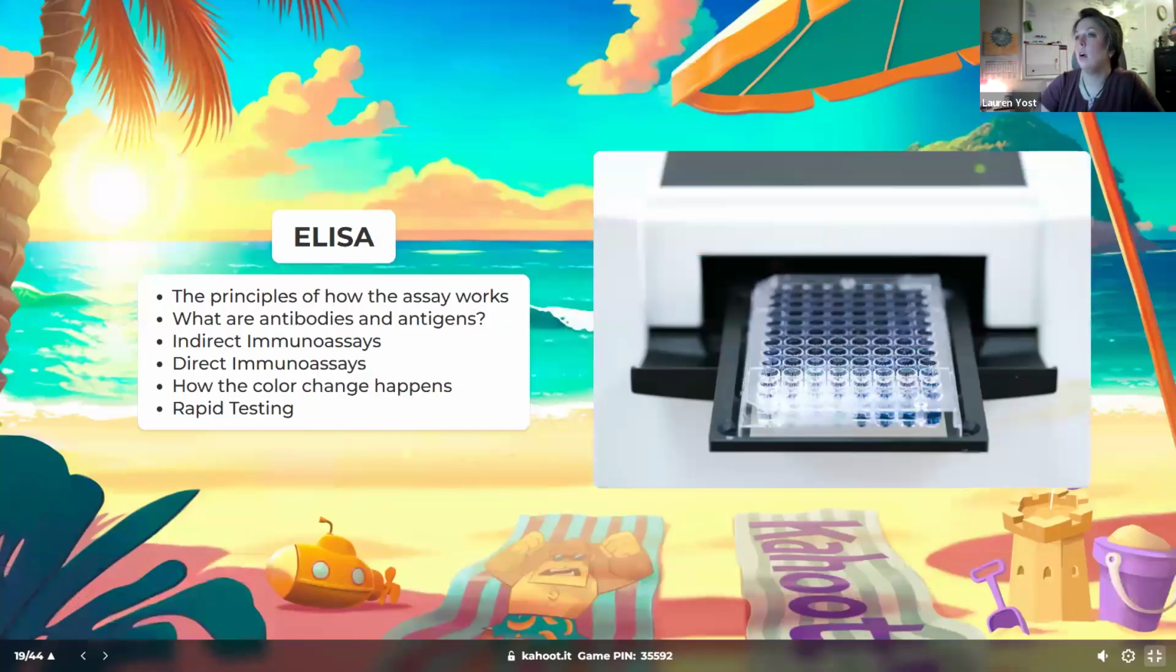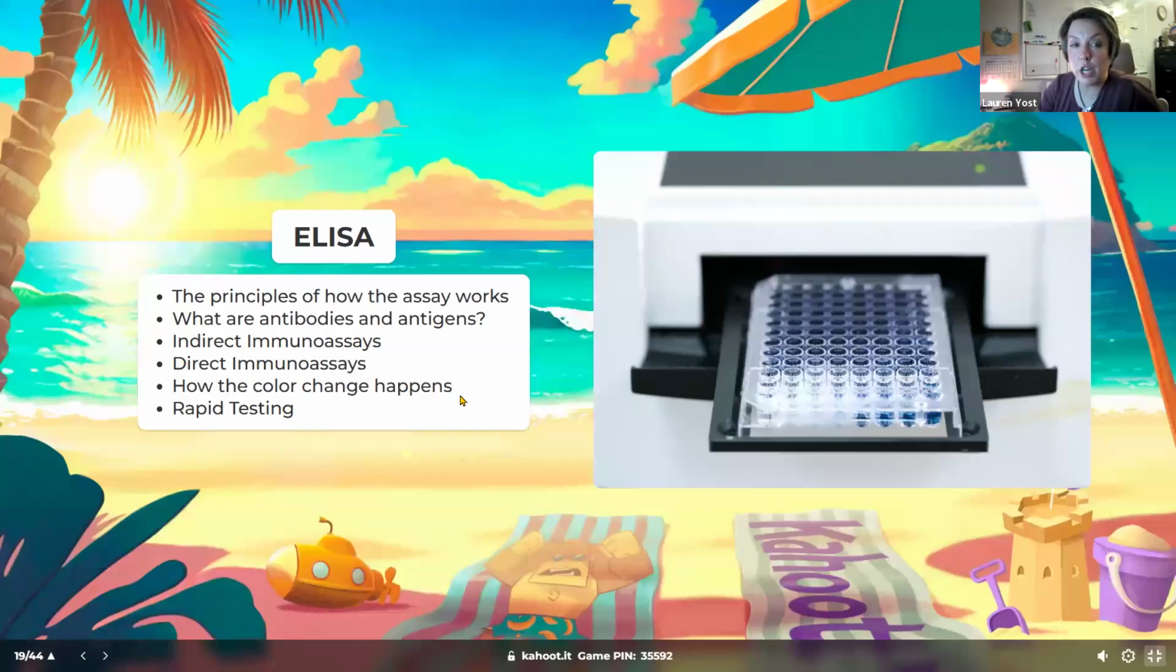Beautiful. All right. Know your principle of how the assay works. You definitely want to understand what an antibody is and what an antigen is. Indirect versus direct, we kind of just went over that. How the color change happens, the whole reason that you go from non-colored to the purple. It said green to purple. Some of you might have seen a greenish tinge. Most of you probably saw no color there. It was the same thing. You're looking for whether or not it turns purple, right?